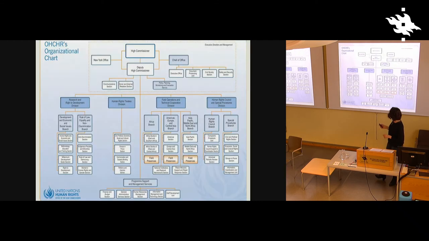At the time of my first fieldwork in 2012, the drafting process followed an interdivisional methodology that mobilized the knowledge and expertise of civil servants working in the four divisions of the Office of the High Commissioner for Human Rights, that is to say, the Research and Right to Development Division, the Human Rights Treaty Division, the Field Operation and Technical Cooperation Division, and the Human Rights Council and Special Procedures Division. No need to say that the organigram has changed since then, so it's an old one.